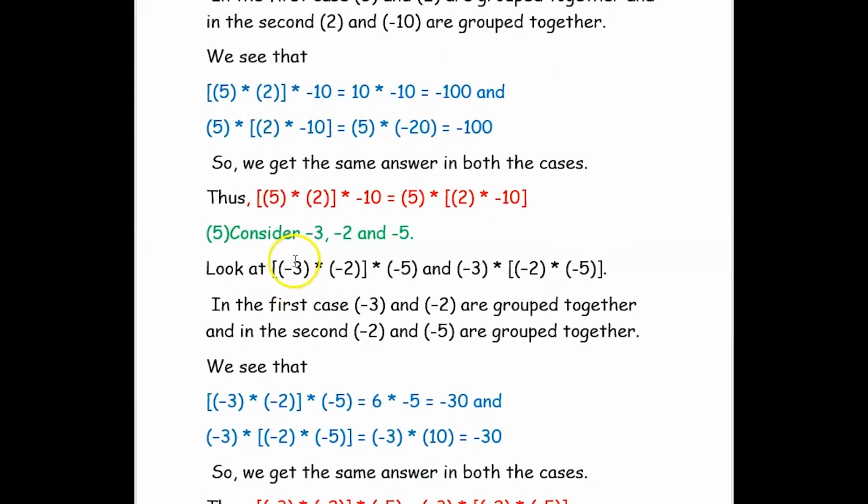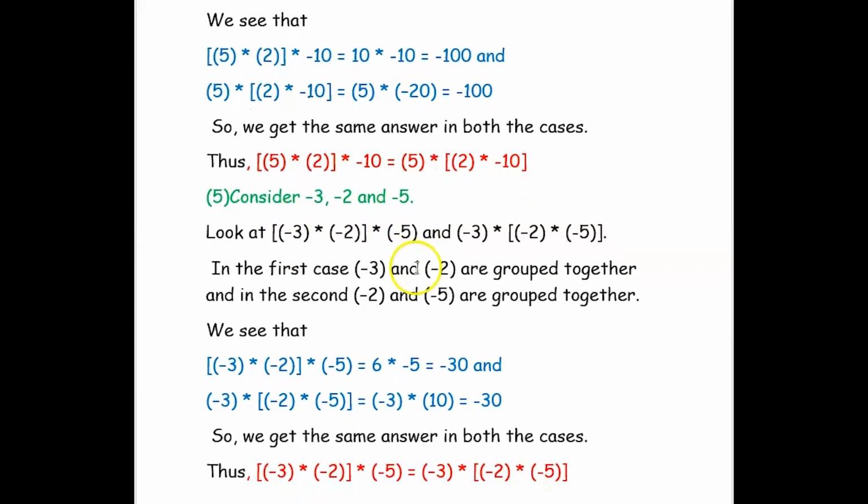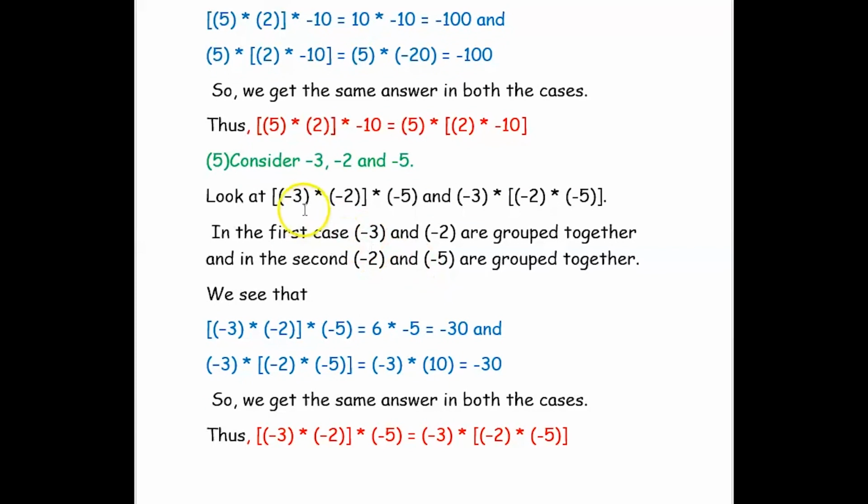Next consider negative 3, negative 2 and negative 5. All the integers are negative. So here also first we are grouping first 2, negative 3 and negative 2. And in second case we are grouping negative 2 and negative 5. So negative 3 into negative 2 into negative 5. First we will do in the parenthesis. Negative 3 into negative 2 is positive 6 into negative 5 is negative 30.